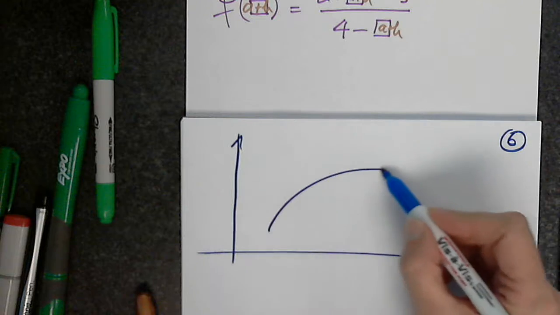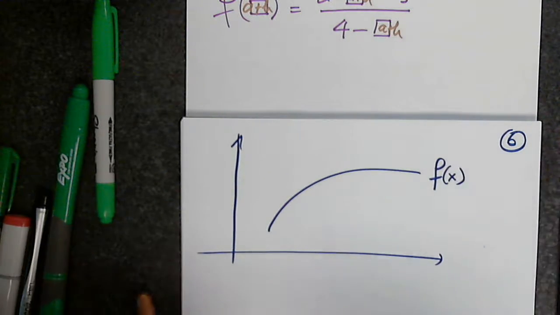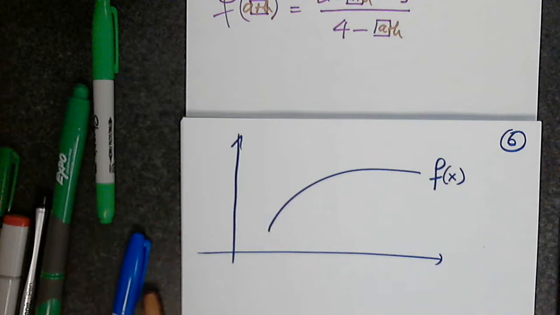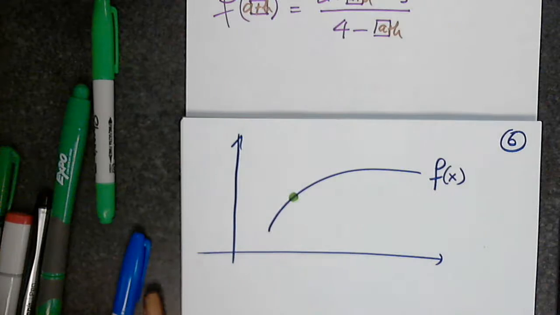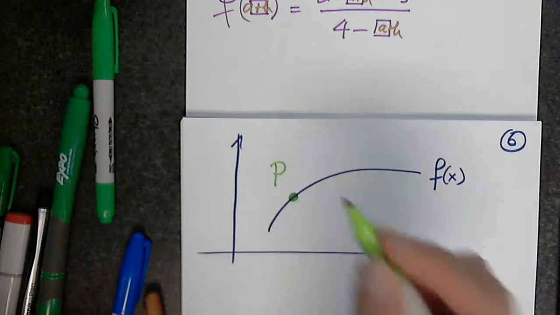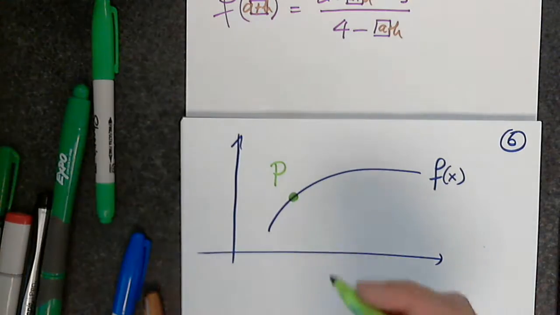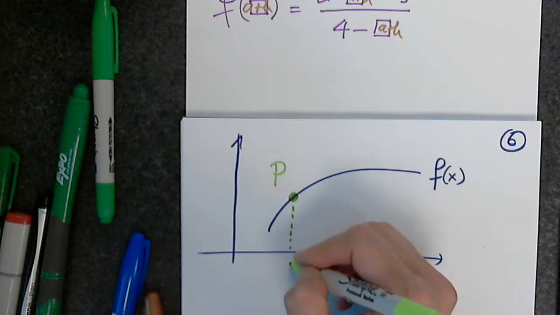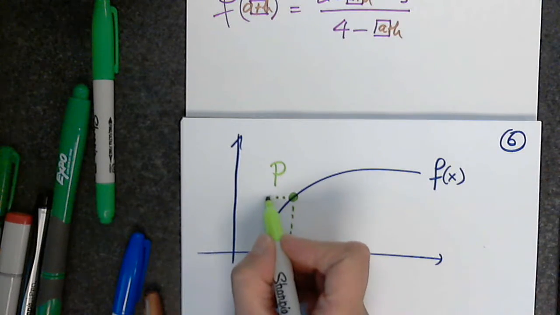So let's say this is a function, f of x. And I would like you to tell me, if I say that a point P is on this function, and I say that its x-coordinate is x, can anyone give us the y-coordinate?